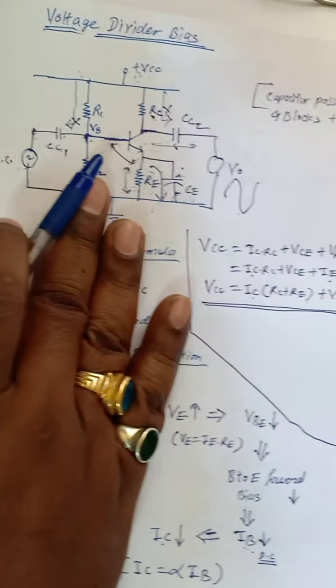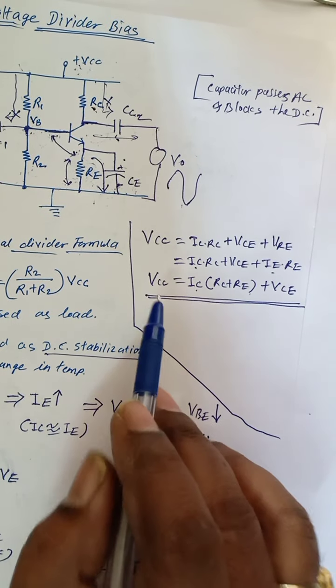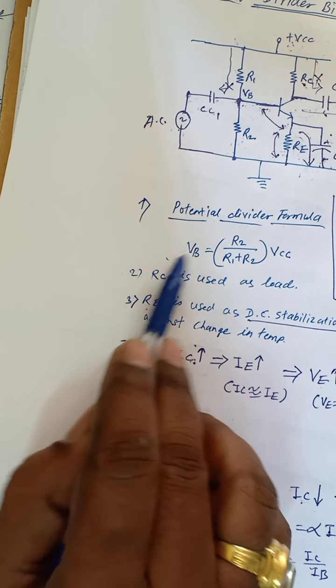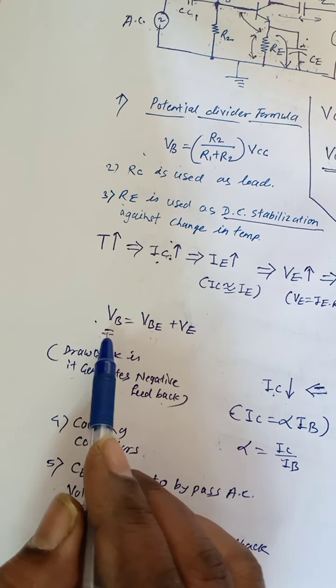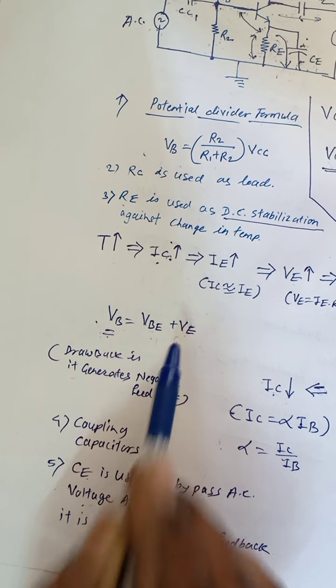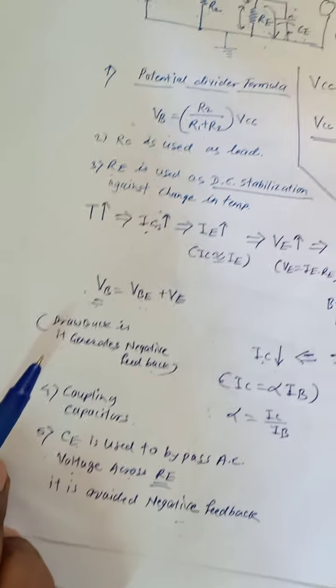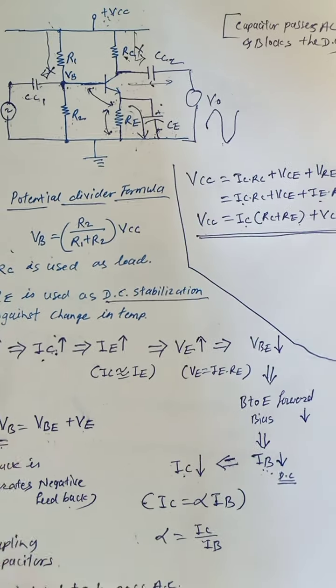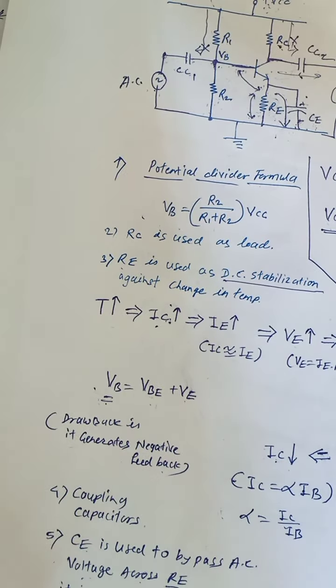So these are the important equations. VCC is equal to IC into bracket RC plus RE plus VCE, and VB equal to R2 upon R1 plus R2 into VCC. Then the third equation, VB equal to VBE plus VE. Okay, so these are the important equations. You have to keep in mind all these equations. Okay, let us stop here now.